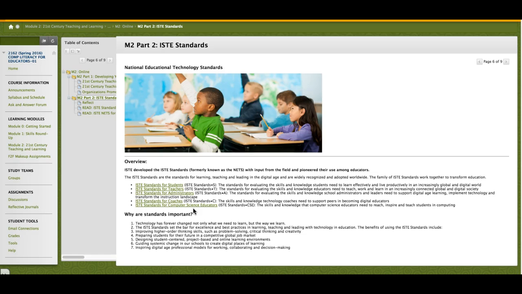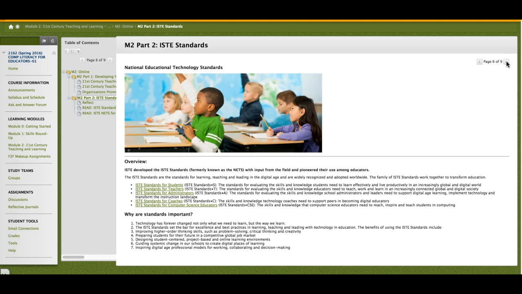And ISTE, again, is the International Society for Technology and Education. They are a global group working around the world to help us determine what are some of the essential skills that students need to have when working with technology, and what are some of the essential skills and components that teachers need to have in order to help students reach those goals.